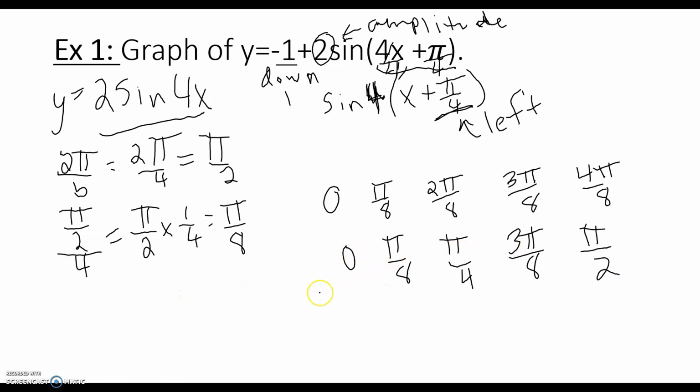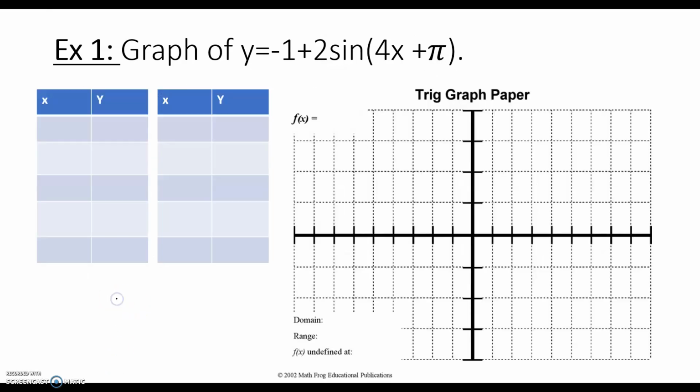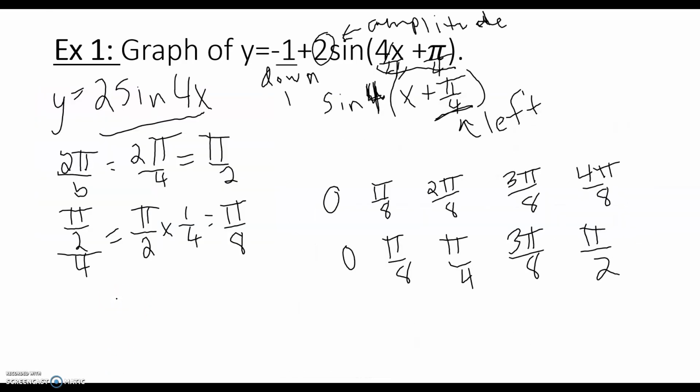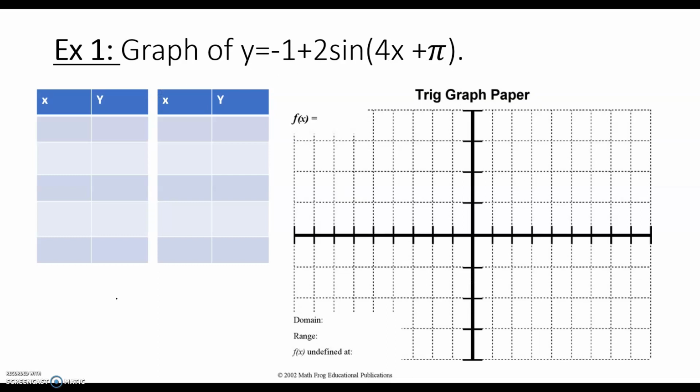Alrighty, so these are the points that will go in our chart. So these are the values I'm going to plot on my first chart. I have 2 charts here. And these are the x values for my first one. So 0, pi over 8, pi over 4, 3 pi over 8, and pi over 2.